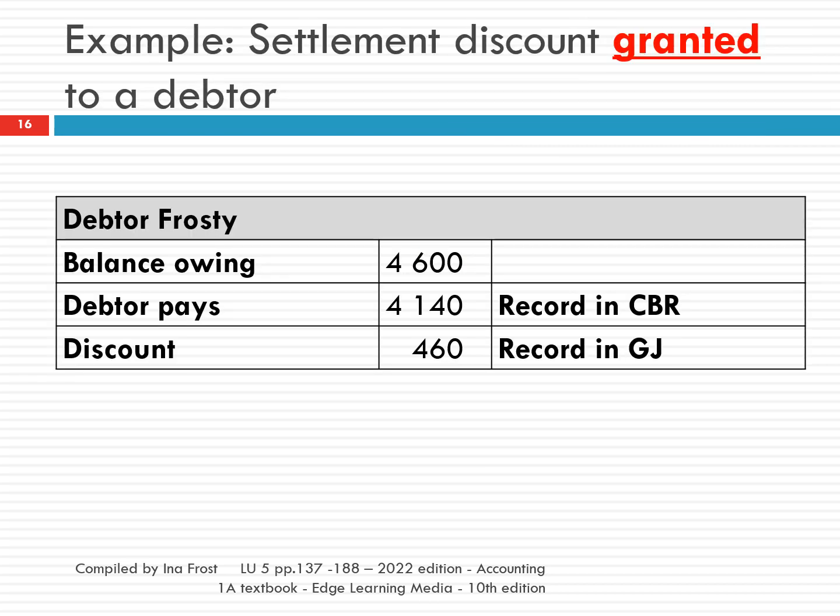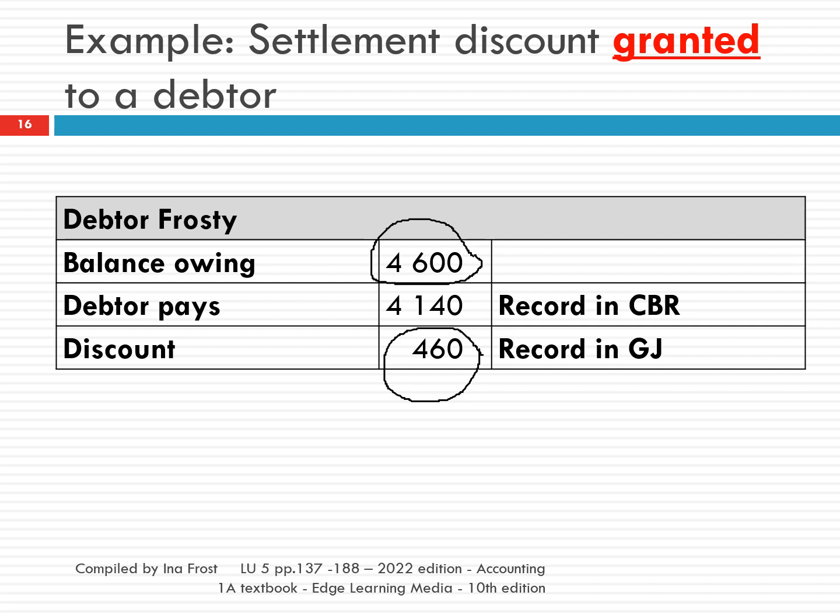So let's look at this one. We have a debtor that is currently owing us 4,600 rands. We then give the debtor a discount of 460 rands because they've now paid us sooner than we'd hoped. And now we need to record this in our different journals.